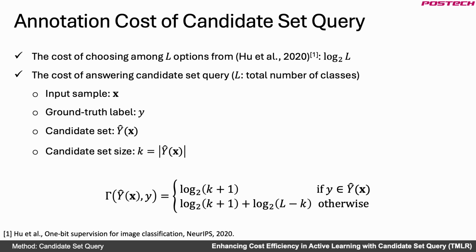Following this cost model, we define the cost of candidate security. For an input and its candidate set, 2 cases occur. If the candidate set includes the ground truth label, the cost is log base 2 of k plus 1, where k is the set size, with the plus 1 accounting for the none of the above option. If the ground truth label is absent, a follow-up query with the remaining labels incurs an additional cost of log base 2 of L minus k. This suggests candidate sets should be small, yet reliably include the ground truth to reduce cost.